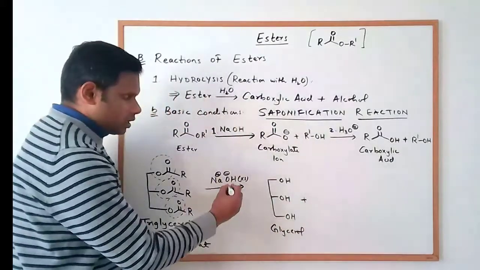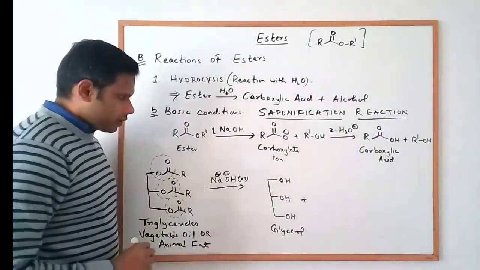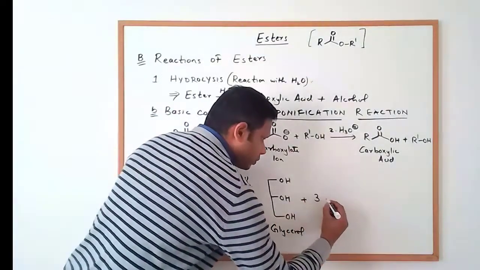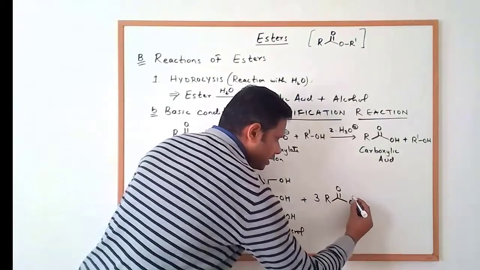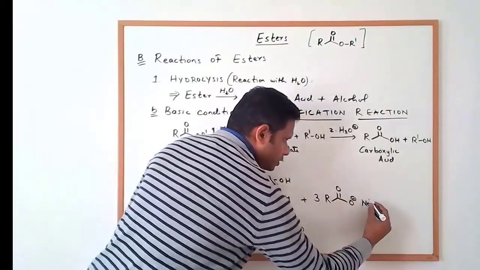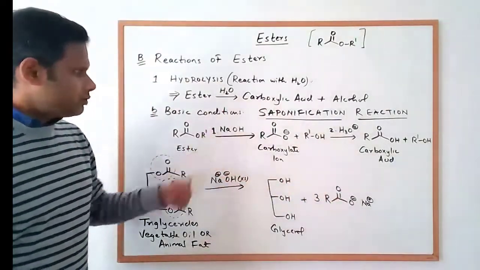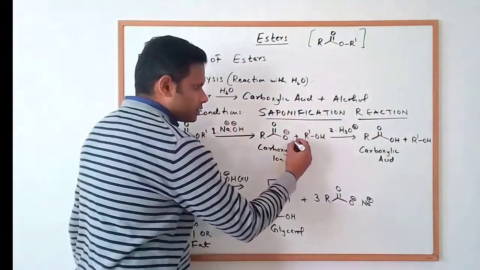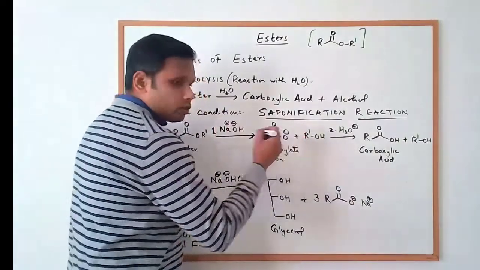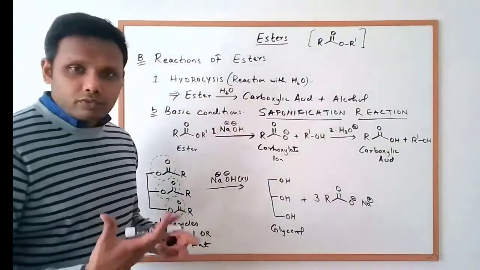Plus, under these conditions, as we saw, we get the carboxylate ion. So you're going to get 3 molecules of carboxylates. And since we are using sodium hydroxide, these would be sodium salts. So even here, we are using sodium hydroxide. So this carboxylate would have a sodium ion attached to it, bonded with an ionic bond.